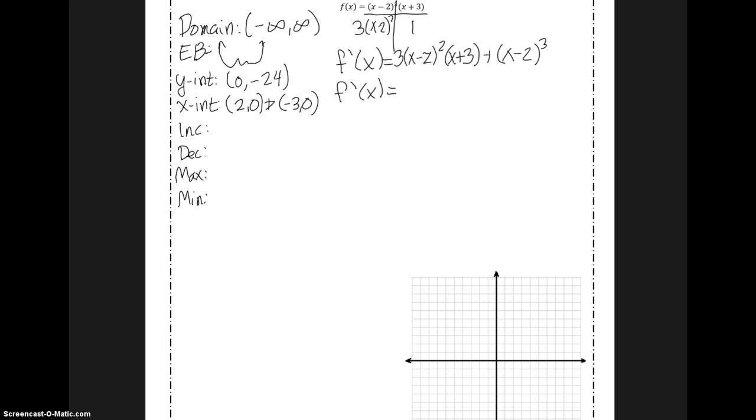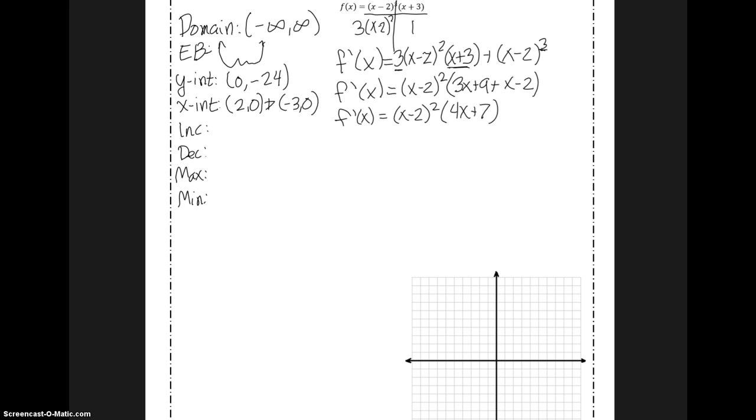So if I look at both terms, what do they have in common? They have an (x minus 2) squared. So I will take that out. And in the first piece, I have the 3, and I have the x plus 3 left. So if I multiply those together, I get 3x plus 9. And in the second piece, I had a degree of 3, and I only took out 2, so that means I have 1 copy of the (x minus 2) left. So if I simplify this, I get the quantity (x minus 2) squared times (4x plus 7).